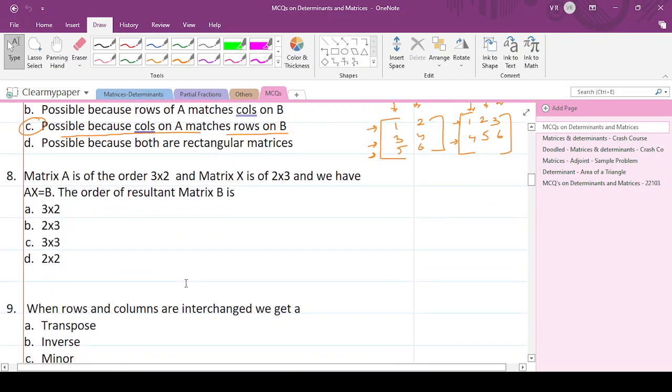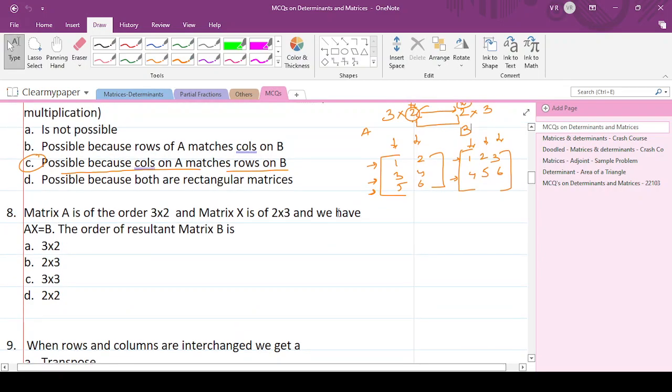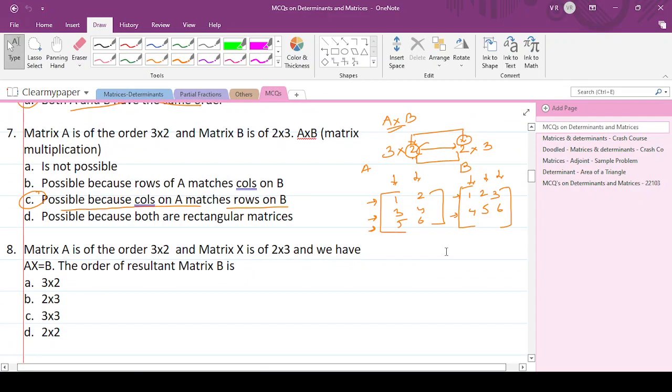Okay, matrix A is of the order 3 by 2 and matrix X is of the order 2 by 3, and we have AX equal to B. That means we are multiplying two matrices to give B. What is the order of the resultant matrix B, the output matrix? It's the same example as here, so we have 3 by 2. For the multiplication to be possible, the inner numbers, the columns of the left matrix, should match the rows of the right matrix.